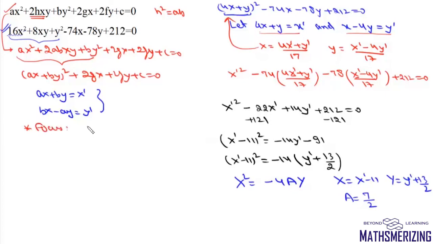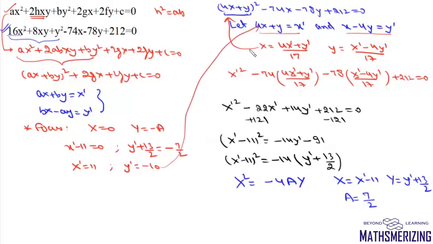So we know that the focus is x equal to 0 and y equals minus a. So I can write x dash minus 11 equals 0 and y dash plus 13 by 2 equals minus a, and a in this case is 7 by 2. So I'll get x dash as 11 and y dash as minus 10. So now I'll put the value of x dash and y dash in these equations.